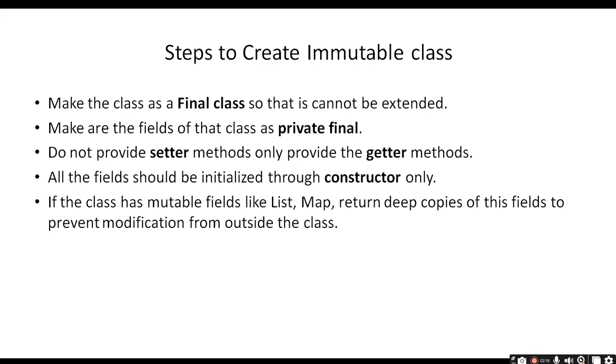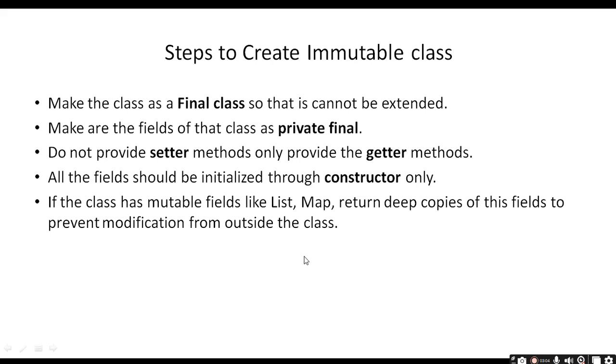If the class has mutable fields like List or Map, return a deep copy of these fields to prevent modification from outside the class. Now if we have a List or a Map as a data member in our immutable class, then we should perform a deep copy of it, so that if we modify that particular list from a different class or outside the class, it should not get modified from the outside. That's why we make use of a deep copy. So these are the steps to create an immutable class.